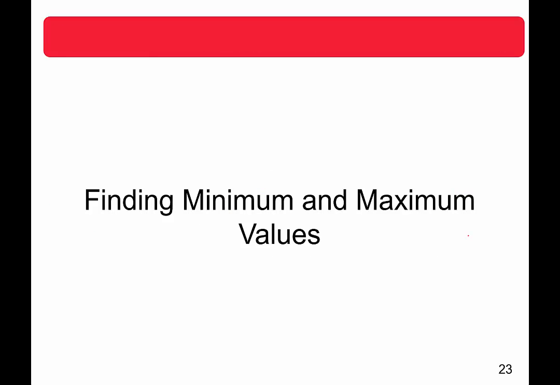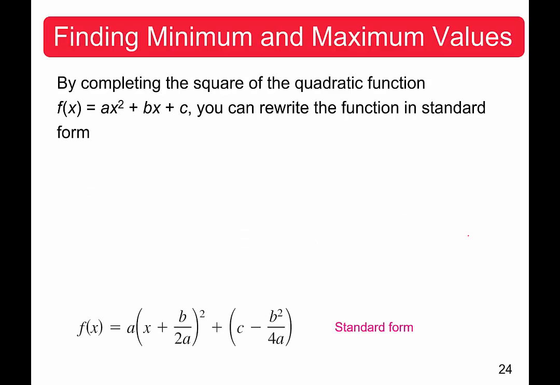Now let's look at how to find the minimum value or maximum value. In order to find minimum and maximum values, we still need to use the completing the square method to go from the standard form. Let's say f of x equals ax squared plus bx plus c. We're going to turn this into the vertex form. Again, we keep the first two terms and factor out the a, put it into the parentheses, so we get x squared plus b over a x.